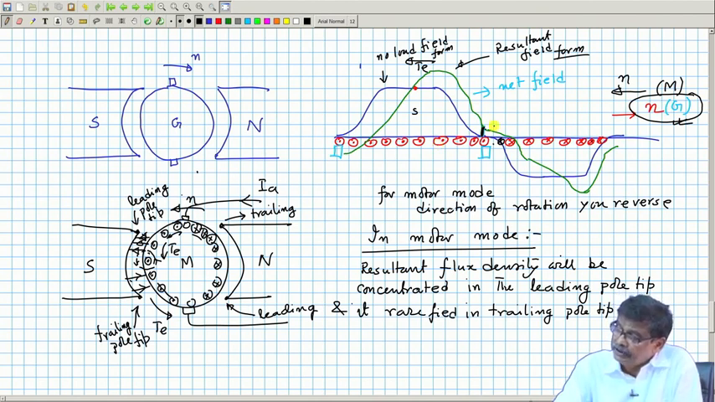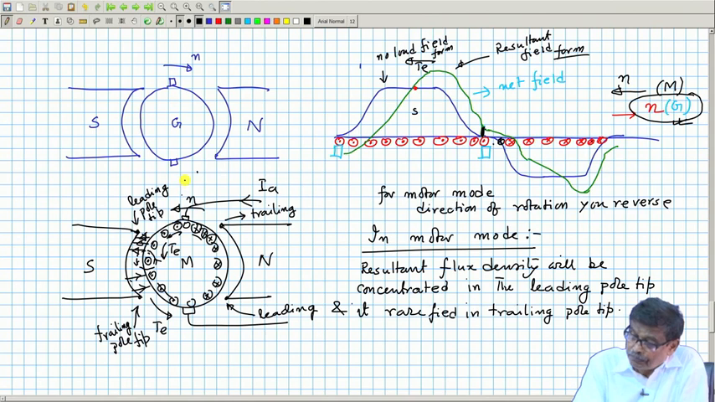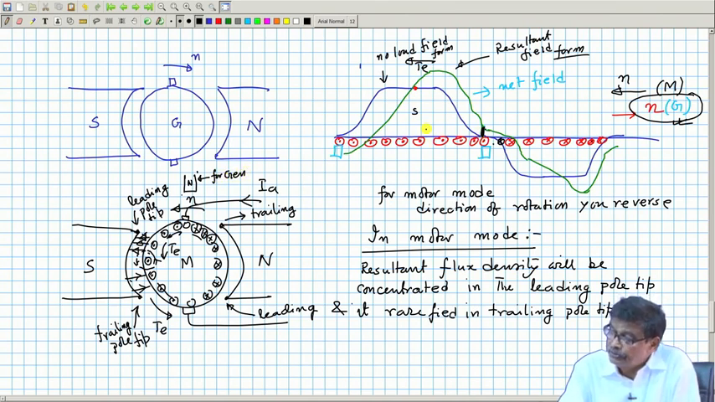So, it will be better if this is made 0. So, what should be the polarity of the interpole for generator mode? It is still south pole. So, if I want to make it 0, I must put a north pole here for generator, because the south pole is what I have shown going in. So, here I will connect an interpole which must be north for generator, mind you.